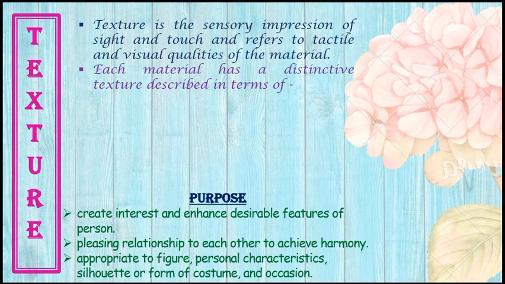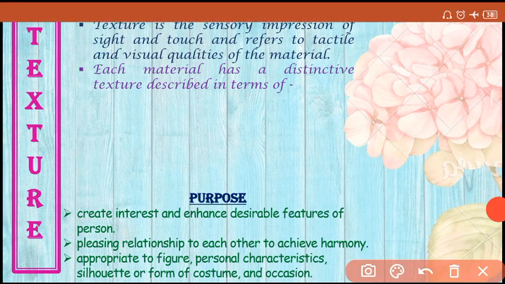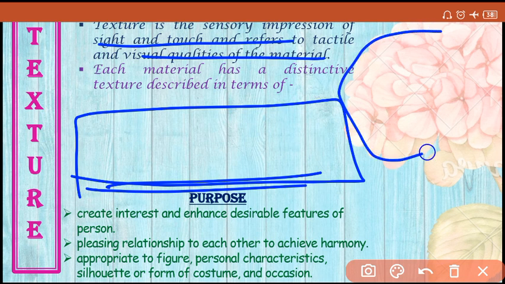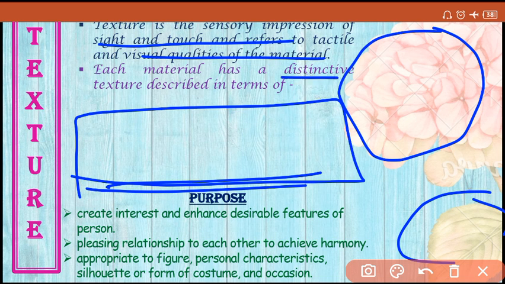Texture. Texture is a sensory impression of sight and touch and refers to the textile and visual qualities of the material. For example, if you have a look at this texture in the background, does it look like something wooden to you, the blue one? The texture of these petals in the flower is absolutely different, and the texture of the leaves, it's also different. Each product has a distinctive texture which is described in following terms.